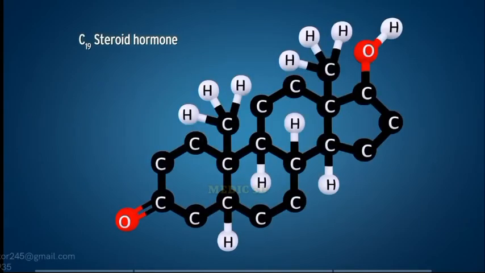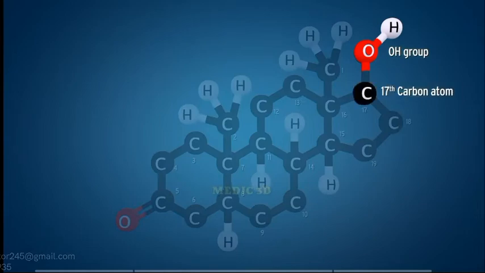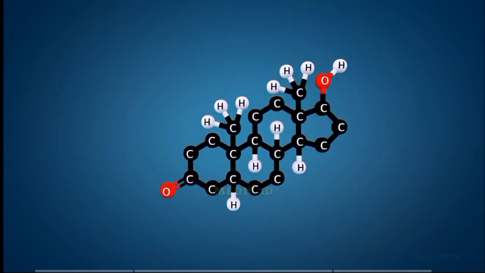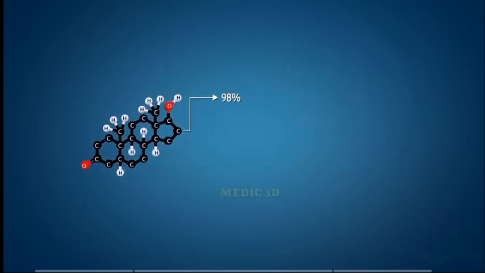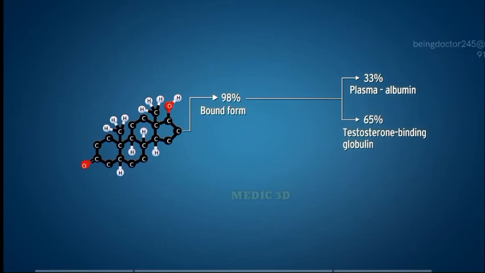Testosterone is a C19 steroid hormone with an OH group present at the 17th carbon atom. Both cholesterol and acetyl coenzyme A are the precursors of the synthesis of testosterone. 98% of the testosterone is transported in bound form with plasma protein, of which 33% is transported as plasma albumin and 65% is transported as testosterone-binding globulin. Only 2% of testosterone is transported as free form.